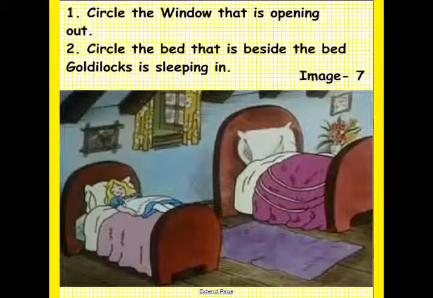Image 7. We are near the end of our story. What we would like for you to do in this one is to circle the window that is opening out and circle the bed that is beside the bed Goldilocks is sleeping in. Please pick up a pen and do that now.